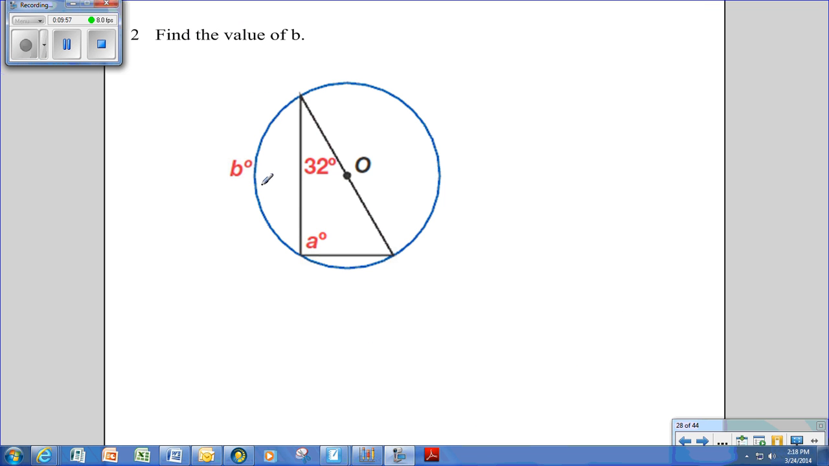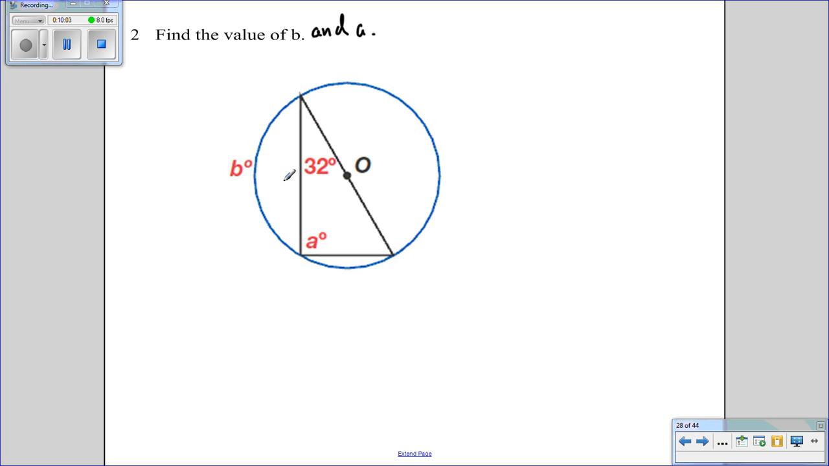Here's another example. We're looking for the value of B, and we'll do A as well. Let's start with A first. That angle that's labeled A intercepts this arc, and that arc is a semicircle, a half circle, so I know angle A is half of 180, which is a right angle. That's pretty easy.